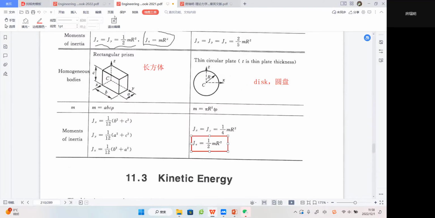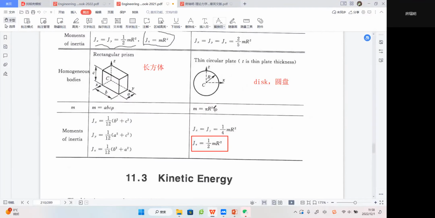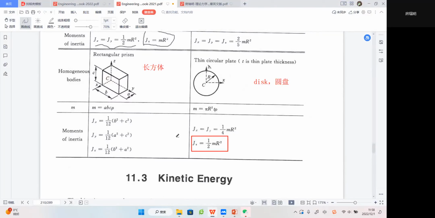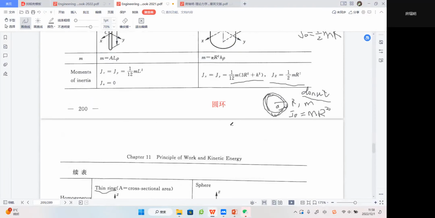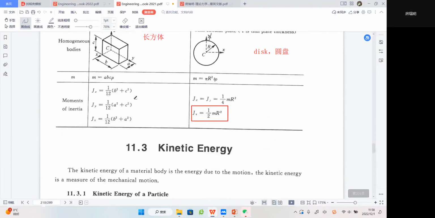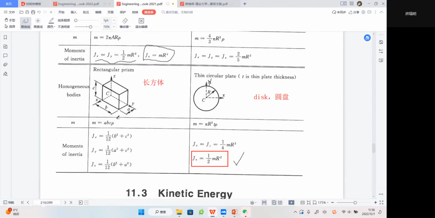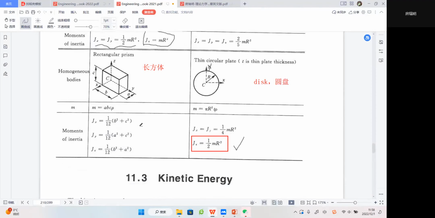Here should not be Z. There's some mistake. The X here should be Y. So our Gz goes through C perpendicular to this plane, Gc will be half m r squared, just like I drew here. So this one you should pay attention to and remember. And this one, you only need to have an impression.